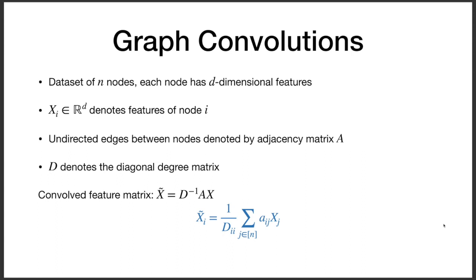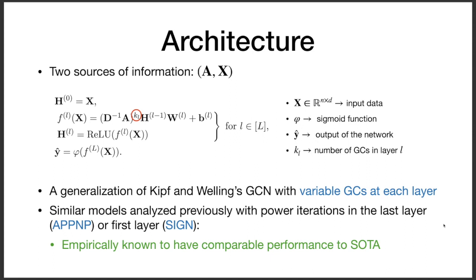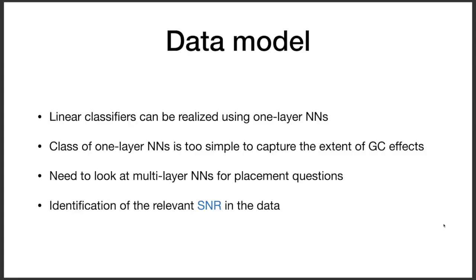So, to do that, first let's define the architecture that we're going to study. We make a very simple modification to the well known GCN by Kipf and Welling, where we have a variable number of convolutions in each layer L denoted by K sub L. Note that if the K sub L's are all ones, then this is the standard GCN. We also note that such architectures have been empirically shown to have state of the art performance on node classification tasks. In particular, our theory aligns with the empirical results of APPNP, where all power iterations are placed in the last layer. So let us now describe the statistical model on which we base our theoretical results.